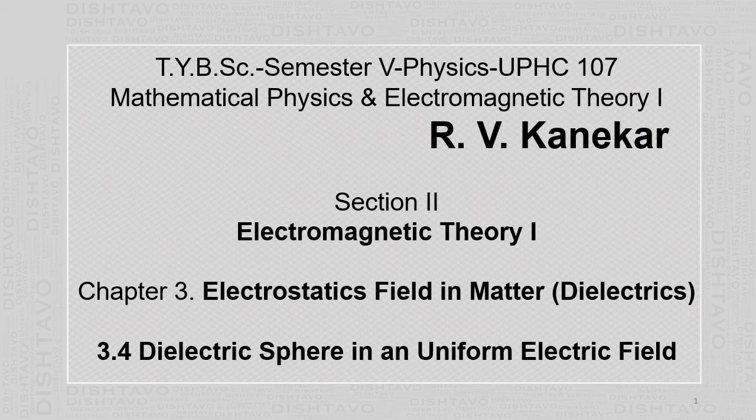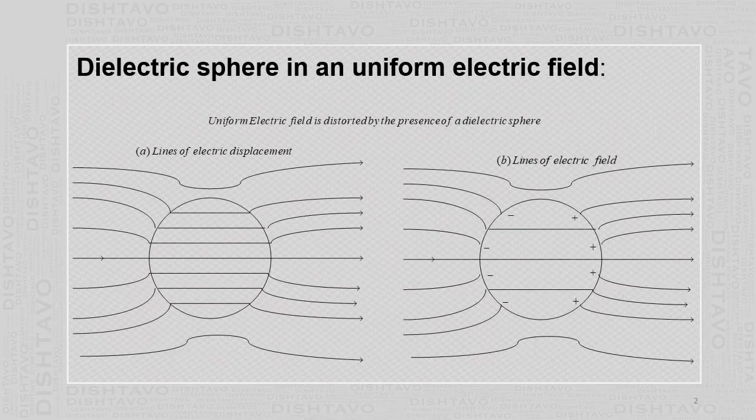Hello students, in this lecture we will be calculating potential and hence the electric field at a point when a sphere made of dielectric is placed in a uniform electric field. Now let us consider a dielectric sphere kept in the uniform electric field.